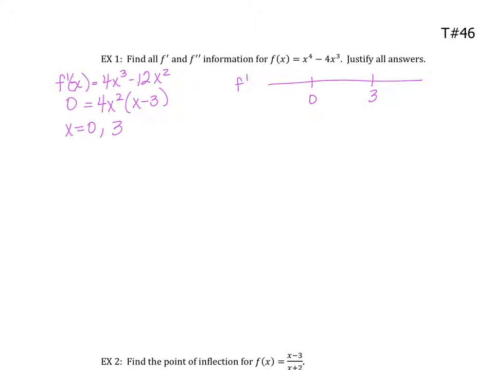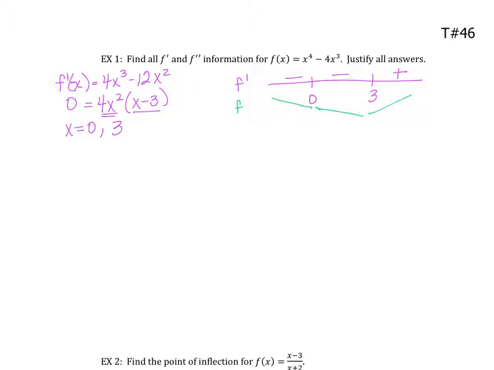Now I'm going to be smart about this. That part's always going to be positive, right, since it's x squared. So it really comes down to this factor, x minus 3. A number bigger than 3 is going to be positive, less than 3 is going to be negative. So I kind of visualize f. It's going to decrease, decrease, and then increase.